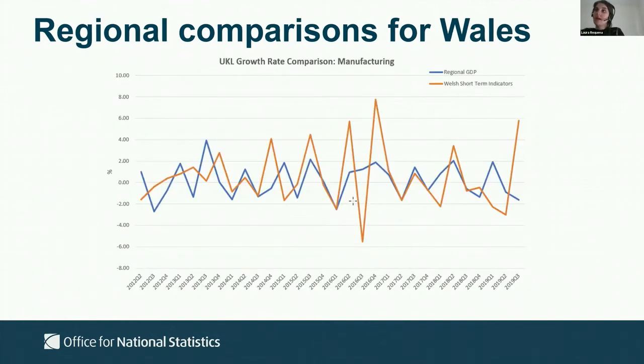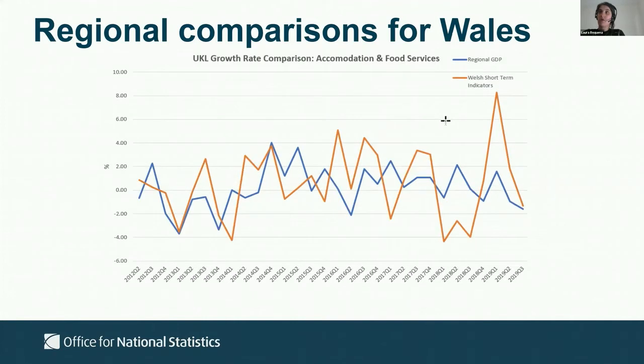So these are some comparisons for Wales. For example, for the manufacturing sector, we can see that the regional and the WSTI growth rates follow a similar trend, but there are some spikes that are due to the grossing and some specific companies or the methods. This one follows quite a similar trend, while on this one, for example, there are different parts of the time series where there are different movements. So this is down to the data sources and the methods.